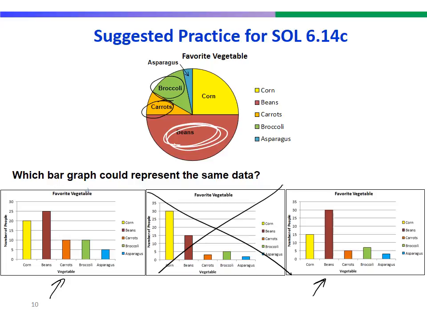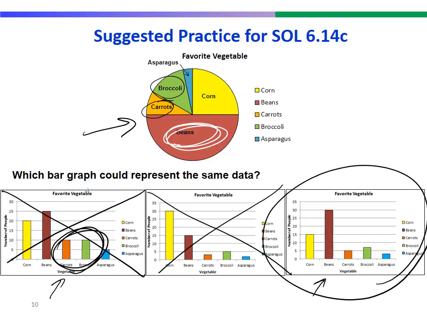And so here when I look at this graph, for the first graph, carrots and broccoli are exactly the same size. So that means in this circle graph, carrots and broccoli should be exactly the same size, but they're not. So cross that out. So that leaves us with the third option to choose from. And so pay careful attention to each piece and make sure you compare all the pieces before clicking on an answer and moving forward.